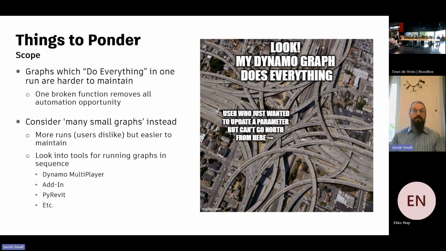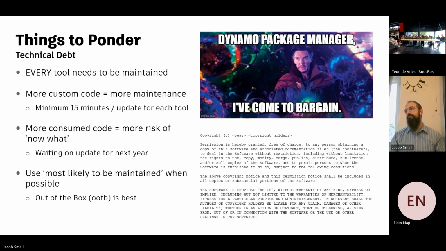So I recommend many small graphs instead. Yes, it's more runs, which some users dislike, but it's going to be much easier for you to maintain. Open up Dynamo Player, hit play on the first, wait a half minute, hit play on the second, wait a half minute, hit play on the third. That's a massive time savings versus having to do that content manually, right? You can also look into Dynamo Multiplayer, add-ins, Relay for Revit, and stuff like that from John Pearson, who's mentioned before. PyRevit can also help to sequence running those graphs so that users don't have to hit those buttons consecutively.